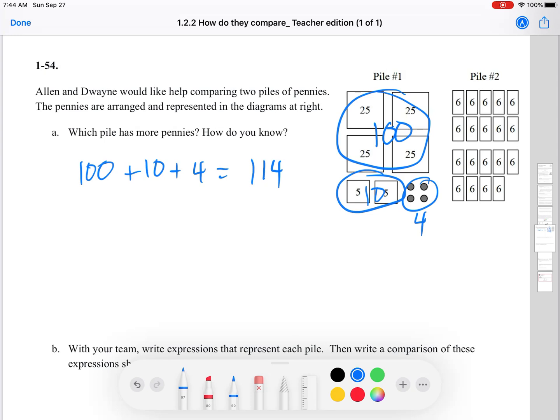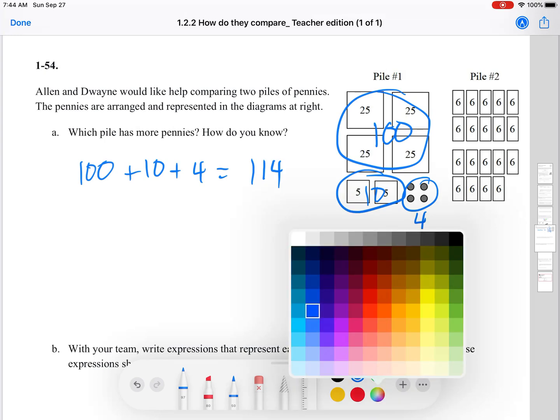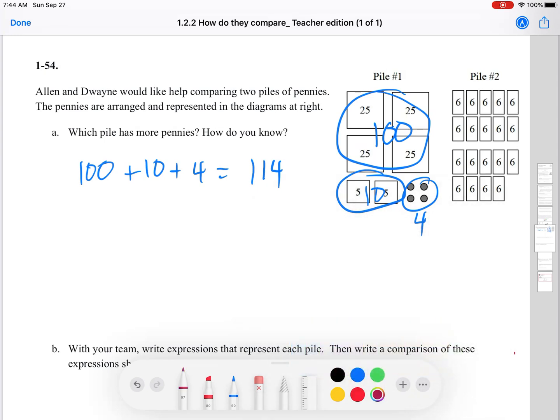Now let's look at pile 2. We'll choose a different color. All right. So pile 2, I noticed that I have 1, 2, 3, 4, 5. 5 times 6 is 30. So 30 plus this group right here, another group of 30, that's going to be 60, right? Because I have 10 groups of 6 there.